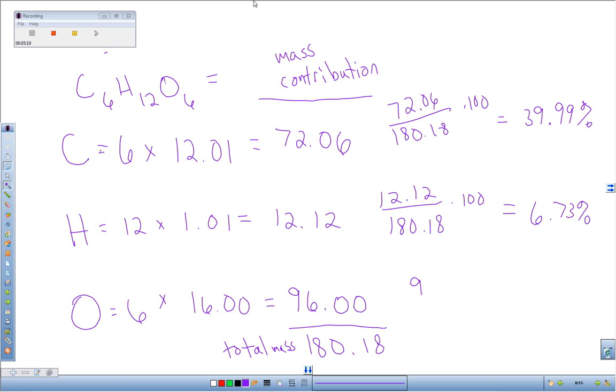What was the contribution of this? 96 divided by 180 times 100. Point what? These should add up to 100, right? Because they are percent. You're taking, this is the contribution of the carbon. So you could tell me this is the percent carbon. Maybe I'll label it on the bottom.